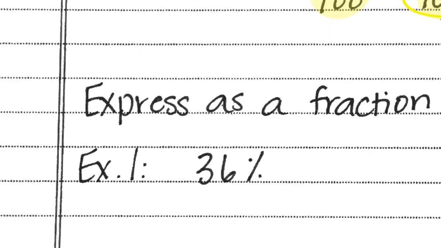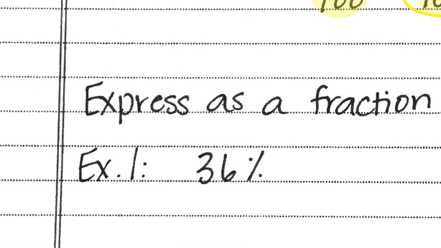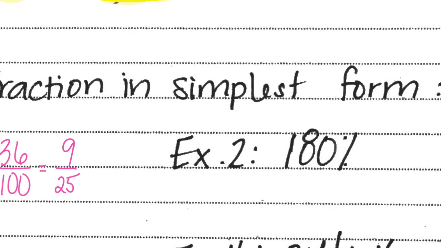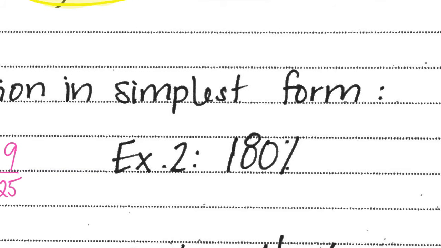All right, so it says to express as a fraction. So we know that any percent, we are just going to put over 100, but don't forget, we always have to do what? Reduce. Good. Since 36 and 100 can be reduced by 4, it's going to be 9 over 25. 180%. Same thing as 180 over 100. And when we reduce, we know we can get 9 over 10.